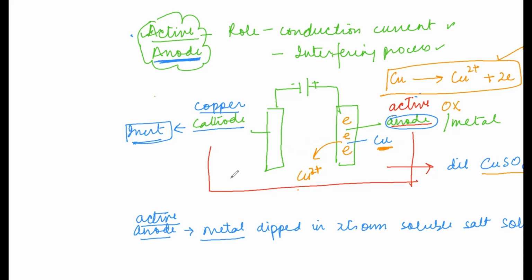The copper ions are already there in the solution. ठीक है, उसमें copper ions हैं, इसमें hydrogen ions हैं, इसमें OH ions हैं, इसमें sulfate ions हैं. Why? Because we have a dilute copper sulfate solution. So what is happening next? Now this is going to act as an inert. Now, when it is going to act as an inert, which ions?